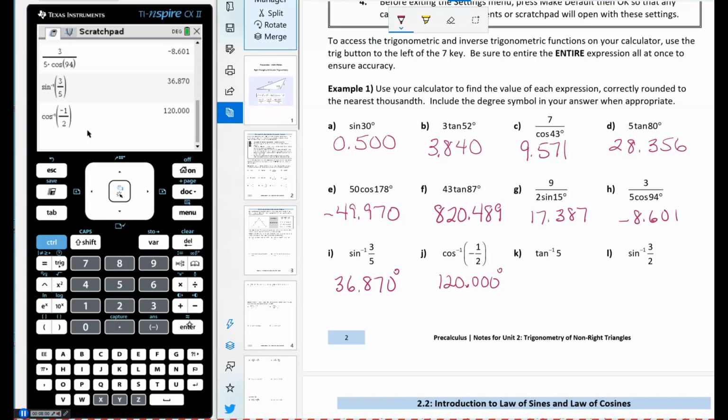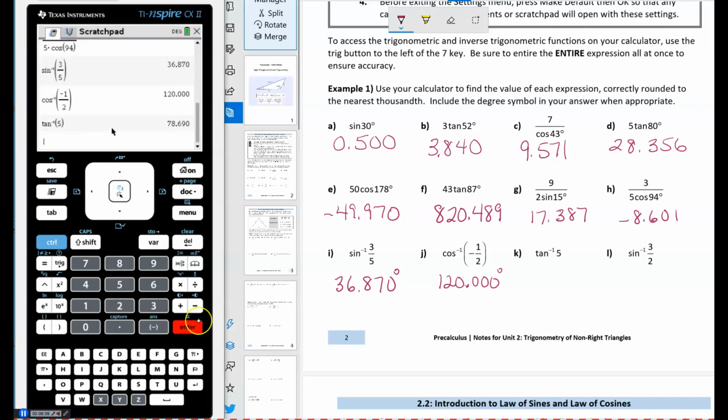All right, last couple, tangent inverse of 5. So we'll go to our trig menu, find tangent inverse, and then press the number 5. That gives us 78.690 degrees. Again, can't emphasize enough, when we do an inverse tangent, inverse cosine, inverse sine, we are finding an angle, so it's appropriate to put degrees on those measures.